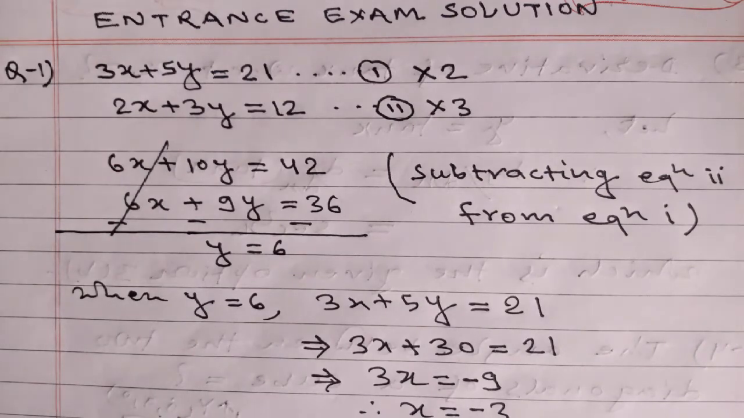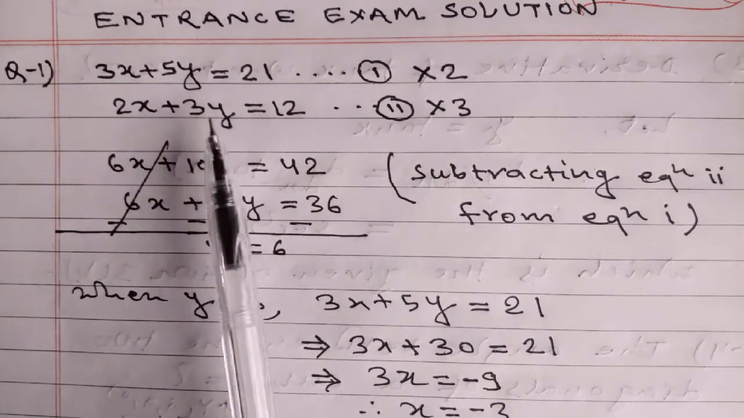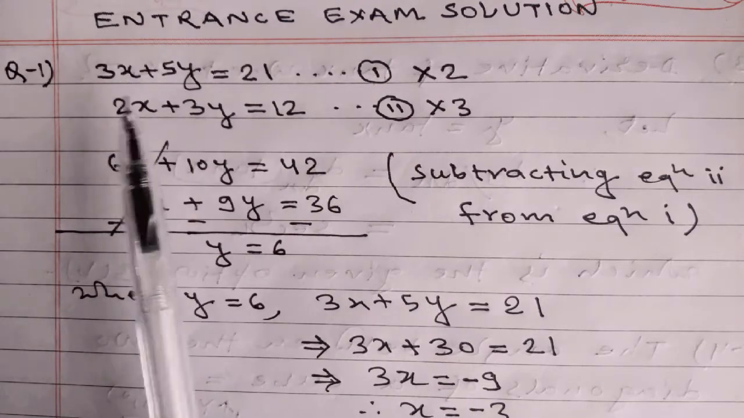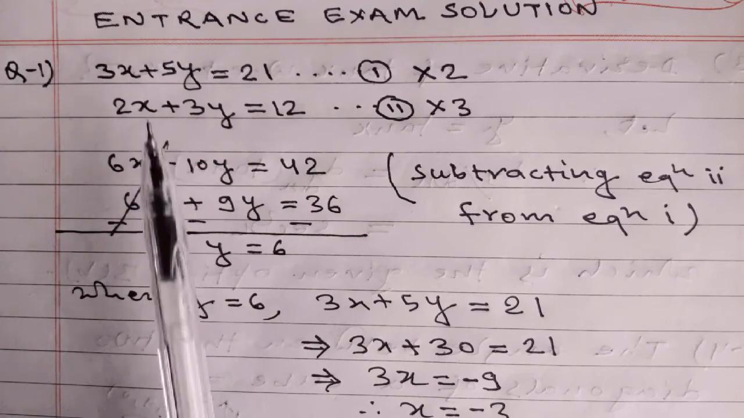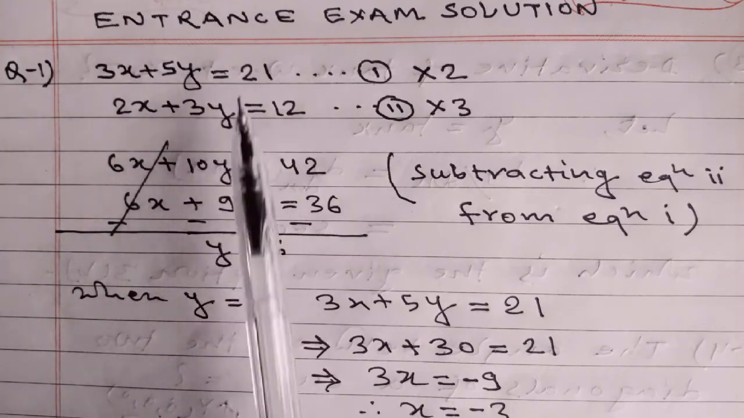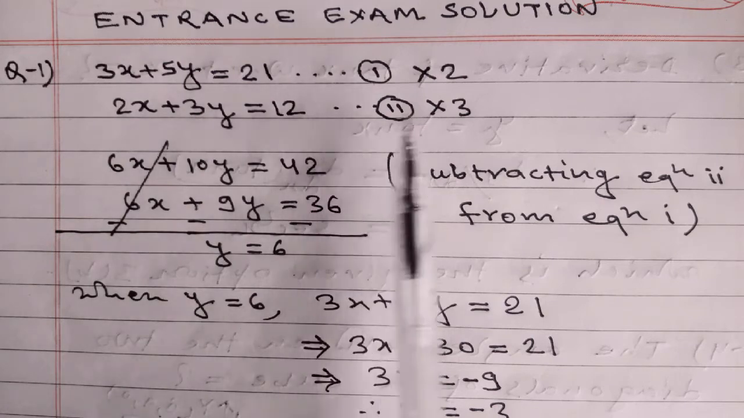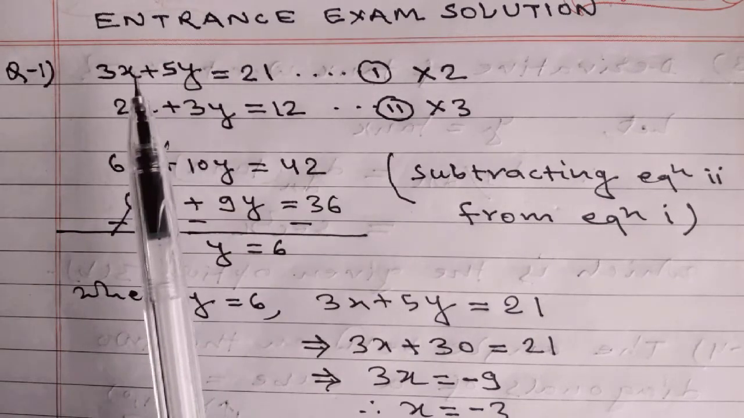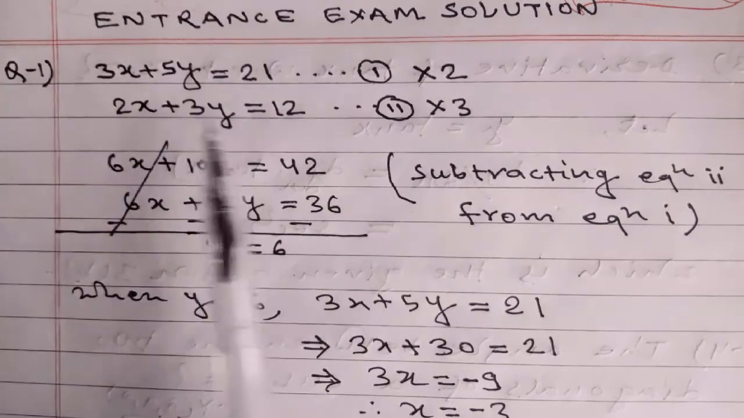In this question we are going to solve the equations by the elimination method, which is also known as the addition and subtraction method. According to the rule of the addition and subtraction method, we have to make the coefficient of x in the first and second equation both equal, or we have to make the coefficient of y in the first and second equation both equal. In the first equation, the coefficient of x is 3. In the second equation, the coefficient of x is 2.